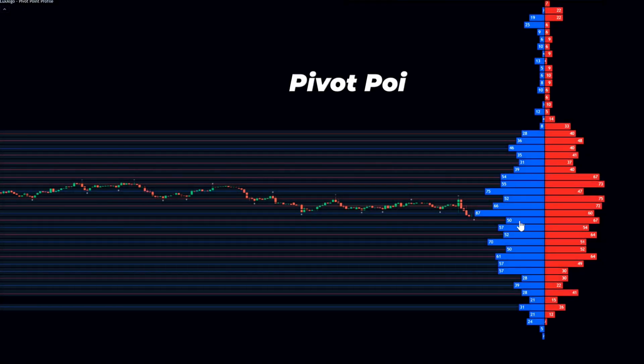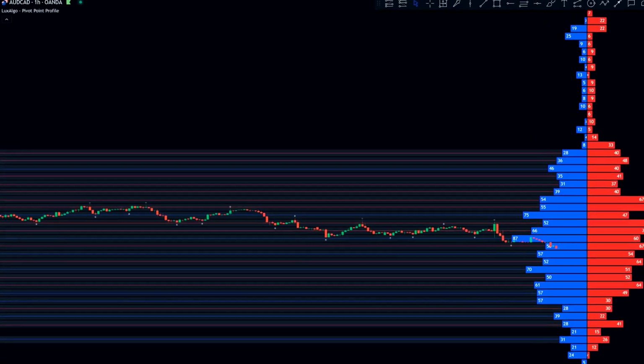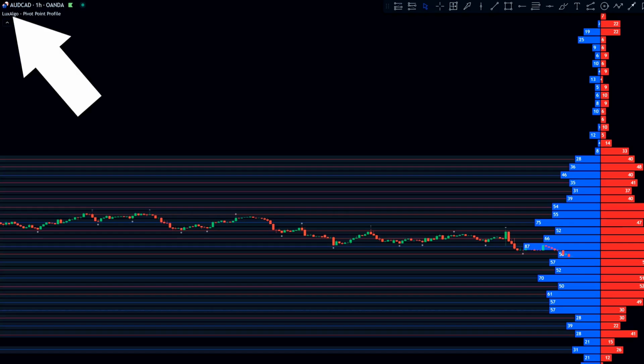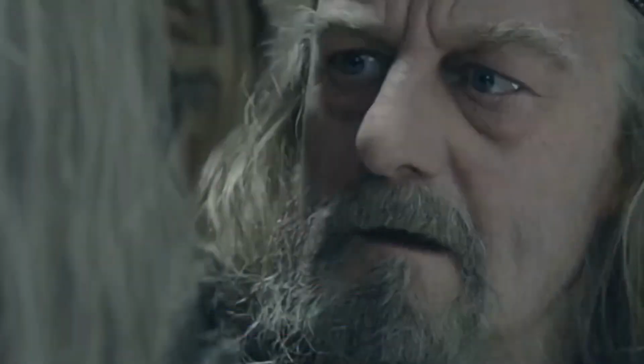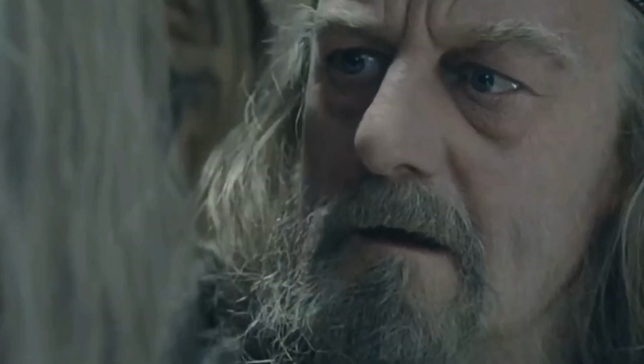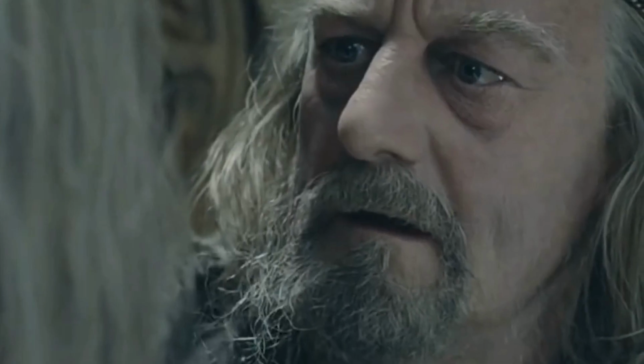This is the Pivot Point Profile indicator created and published by LuxAlgo on July 4th, 2024. Now, you might be wondering, what's the purpose of this indicator? Well, it's incredibly useful, as you'll discover in this video.